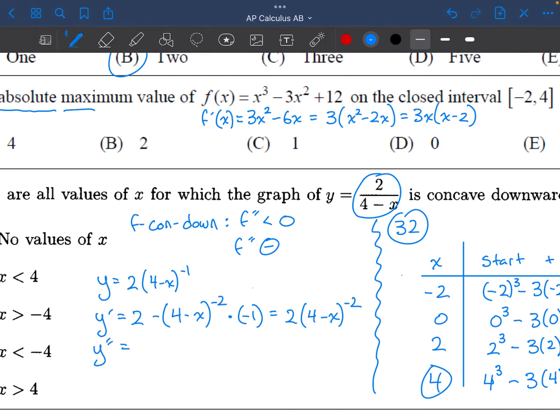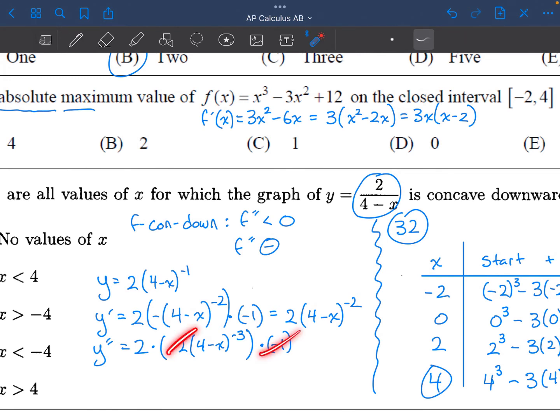Y double prime is equal to, all right, so again, that 2 is still kind of stuck out front, and I'm going to multiply that. Again, this will still be multiplied by a -2 that comes down in front, times 4 minus x, now to the power of -3, and then multiply by the derivative of the inner, which is -1. There is the second derivative.